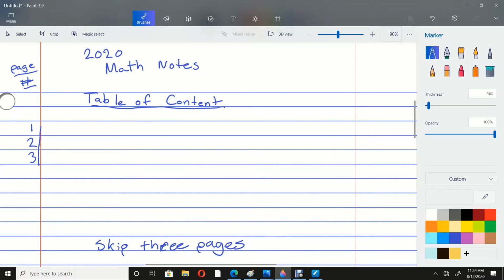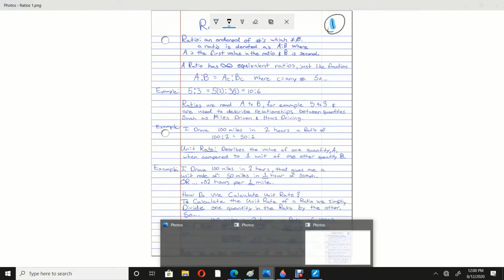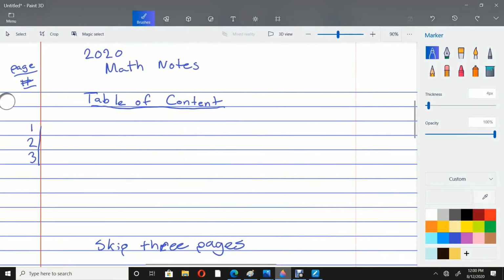You don't need this. We're going to skip 3 pages from this. So from here, I want you to skip 3 pages, and then 7th grade. This is going to be your first page of notes. So you're going to come up here. I just did this big old 1 up here. You're going to put a 1 in the top right corner, and that's going to tell you that that's your first page. So you're going to come back to your table of content, which is here, and you're going to write ratios, because everybody's first page is going to be ratios, the first set of notes I'm giving you.